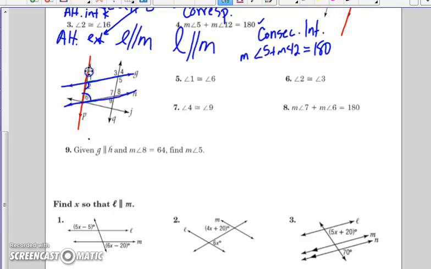Well, what I do know is, is it true that those are going to be congruent? And the answer is going to be no. Wait a minute, Ms. Ramsey, not possible.